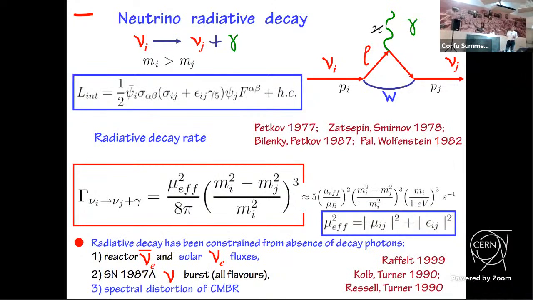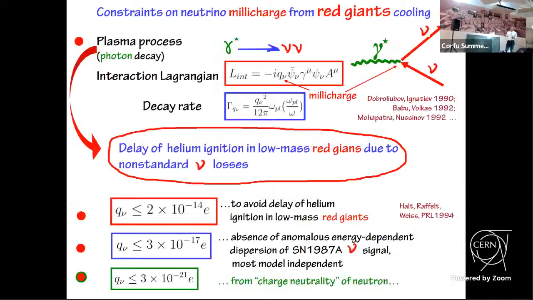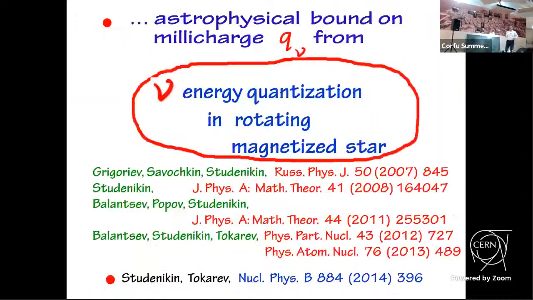Neutrino radiative decay can also provide bounds, but much weaker, from astrophysics. And bounds on the millicharges of neutrinos, again from plasma processes, an implication to red giants, from supernovas, and again, as I mentioned, from neutrality of the neutron, the most severe bound on the millicharge of neutrino, 10 to minus 21. So in one of our recent papers, we consider another possibility to constrain the millicharge of neutrino from astrophysics.